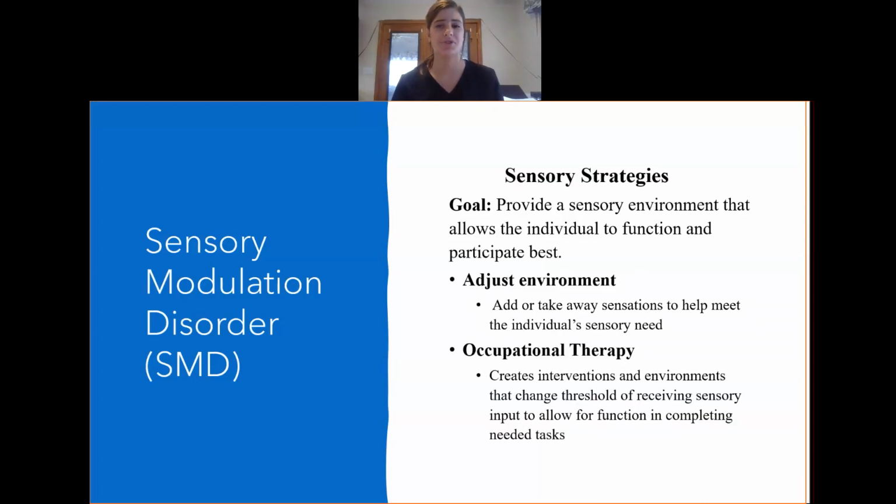So how can we help individuals with sensory modulation disorder? The goal is to help the child become more functional and productive within their environment. One way to achieve this goal is to adjust the sensory environment. You can add or take away sensations in their environment to help meet their needs. Occupational therapy can also provide interventions to change the individual's thresholds. So back to the buckets, instead of having a really low threshold or a really big threshold, we work with the individual and adjust their threshold level to be somewhere in the middle so that they can tolerate sensations more throughout their day and be more functional in their day.